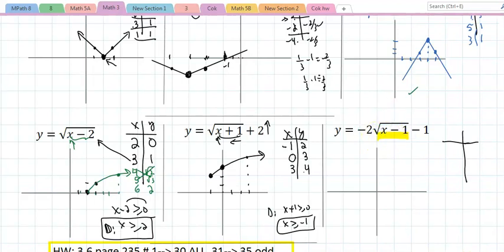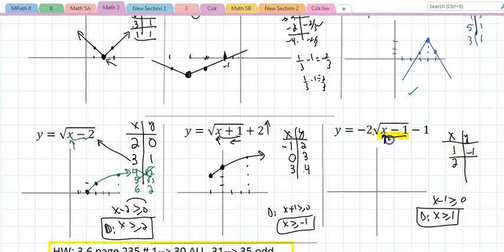Where does this equal 0? At 1. Domain: x minus 1 must be bigger than or equal to 0. x must be bigger than or equal to 1. So 1 is right there. A point above 1, 2, very good. Why is that? Because if I put a 1 in there, 0 times -2 is 0, minus 1 is -1.